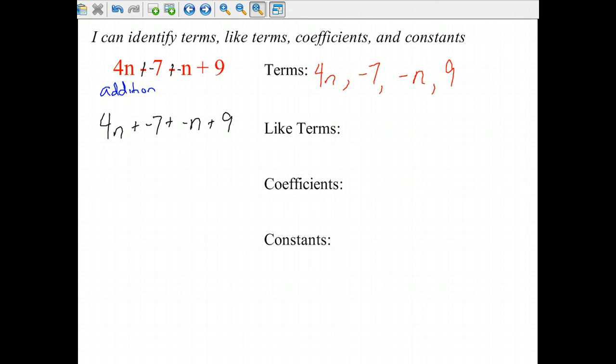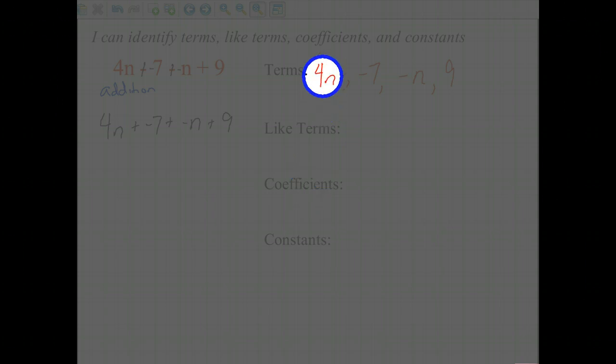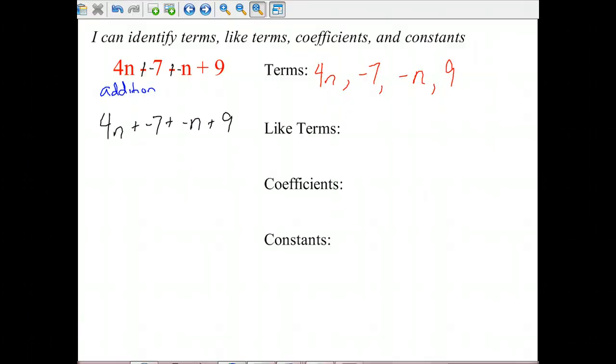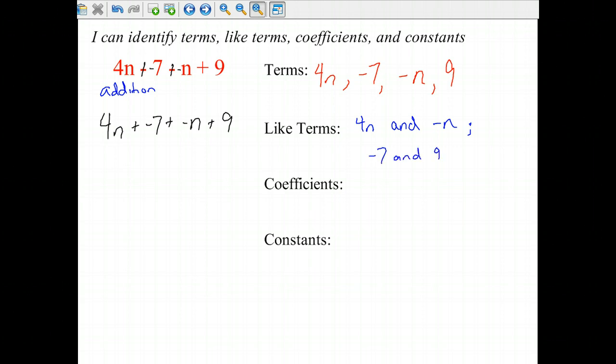Now you can ask yourself, do we have any like terms? Are there any of these things that we could add together? Sure, there absolutely are. What we're going to add together are the things with identical variable parts. The identical variable parts would be the 4n and the negative n. Likewise, we also have like terms with the numbers, negative 7 and 9. So the way I want you to list this out is 4n and negative n, semicolon. That's one pair of like terms. The other pair is negative 7 and 9. Those are pairs of like terms.